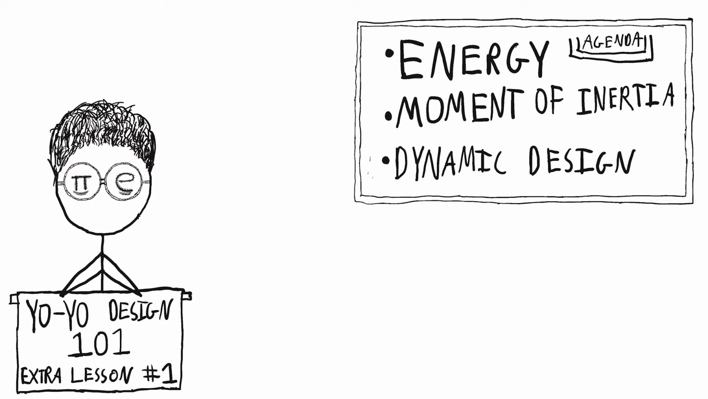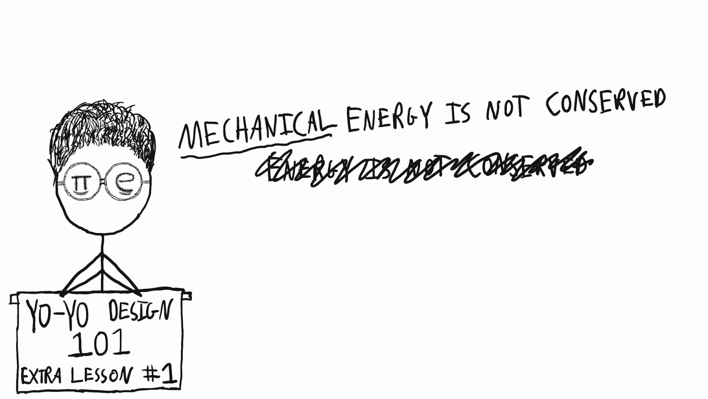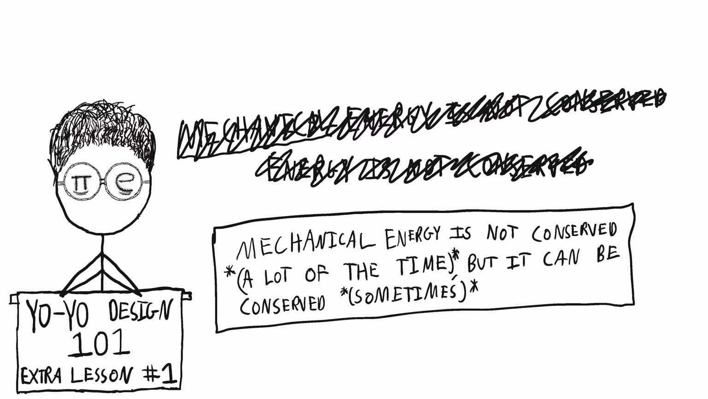Contrary to what you may have thought, energy is not conserved. Or rather, mechanical energy is not conserved. Or rather, mechanical energy is not conserved a lot of the time, but it can be conserved sometimes. Physics has a lot of asterisks, I know, but that's because it's a science that is simpler in terms of pictures and equations than the terrible communication methodology that is the English language.